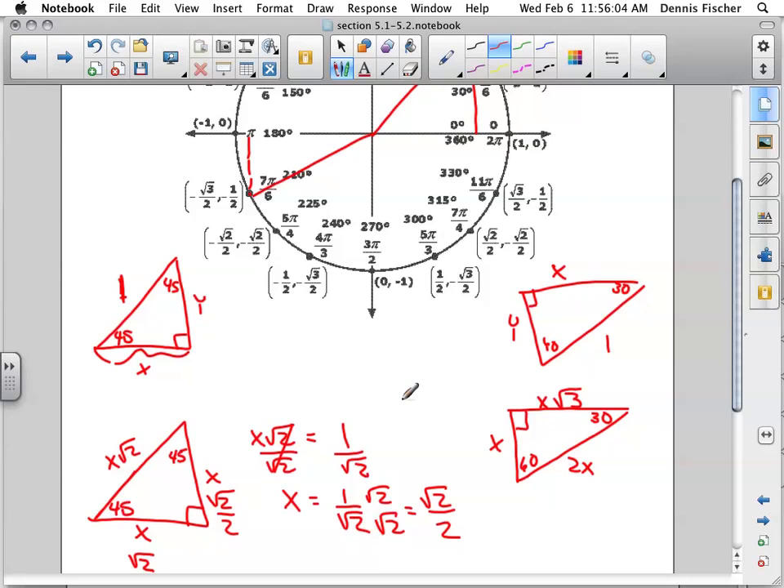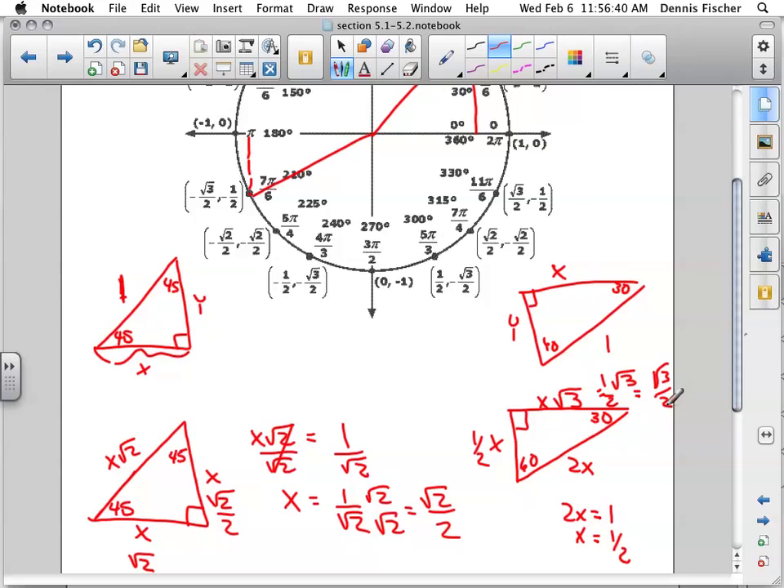So now on this one, what do we know my hypotenuse is? What's my hypotenuse in this triangle? 1. So 2x equals 1, so x is 1/2. If this side's 1/2, what's this side? What's 1/2 times square root of 3? Square root of 3 over 2, correct?